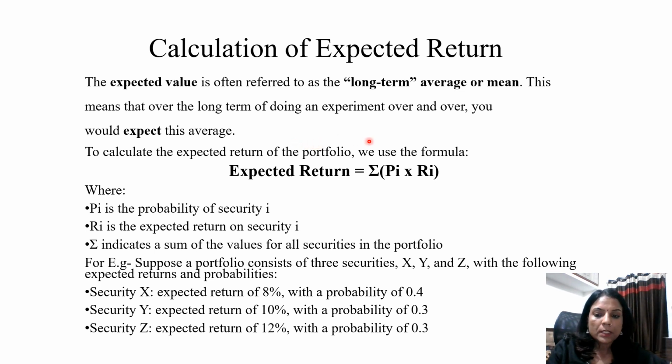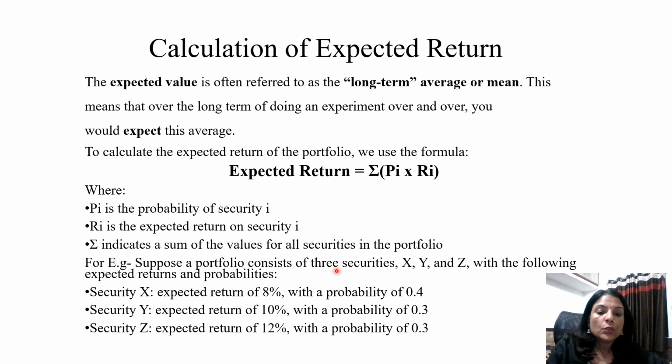The formula of expected return is summation of PiRi. P is the probability of different securities and R is the return on the different securities. So expected return will be calculated based on this formula, that is the summation of probability multiplied by return. Now we will understand this formula with an example.